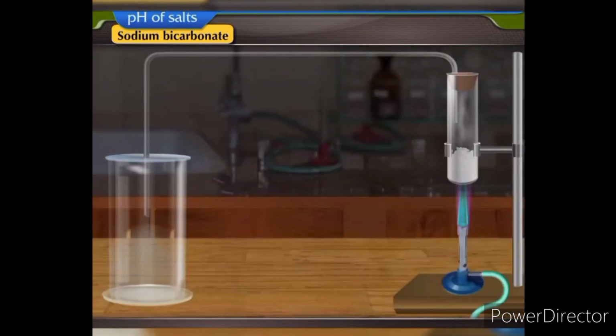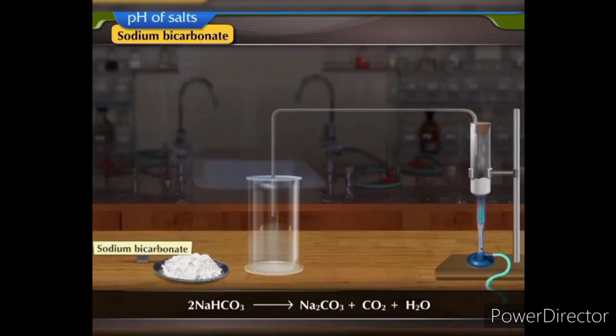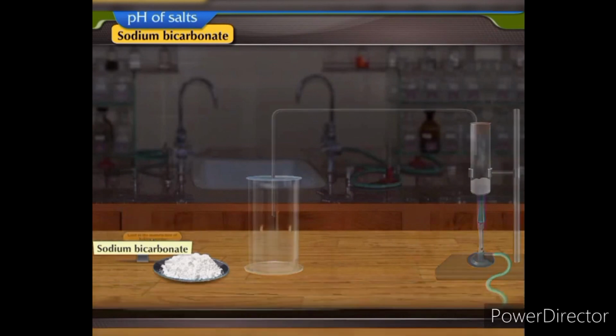Sodium bicarbonate is useful in the preparation of carbon dioxide gas. When heated strongly, it decomposes to form sodium carbonate, carbon dioxide, and water. Sodium bicarbonate is also used in the manufacture of baking powder.